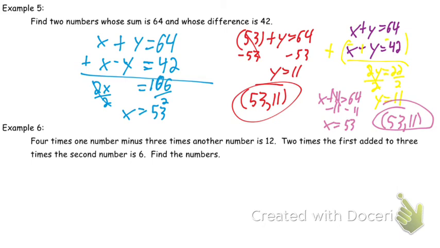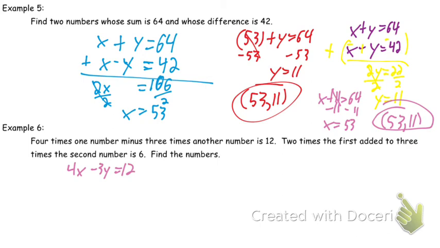Okay, Lainey, help me write the first one. 4x minus 3y equals 12. I completely agree. 4 times one number, 4 times x, minus 3 times another number, not the same one, a different one, y, equals 12. Can somebody help me write the second equation?